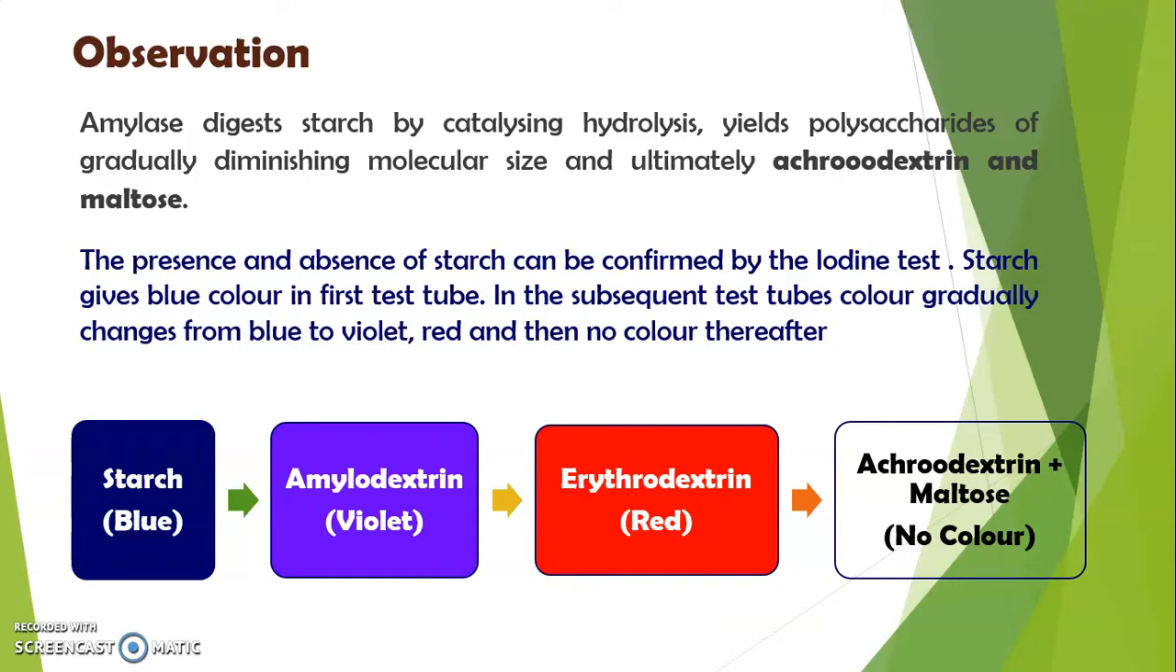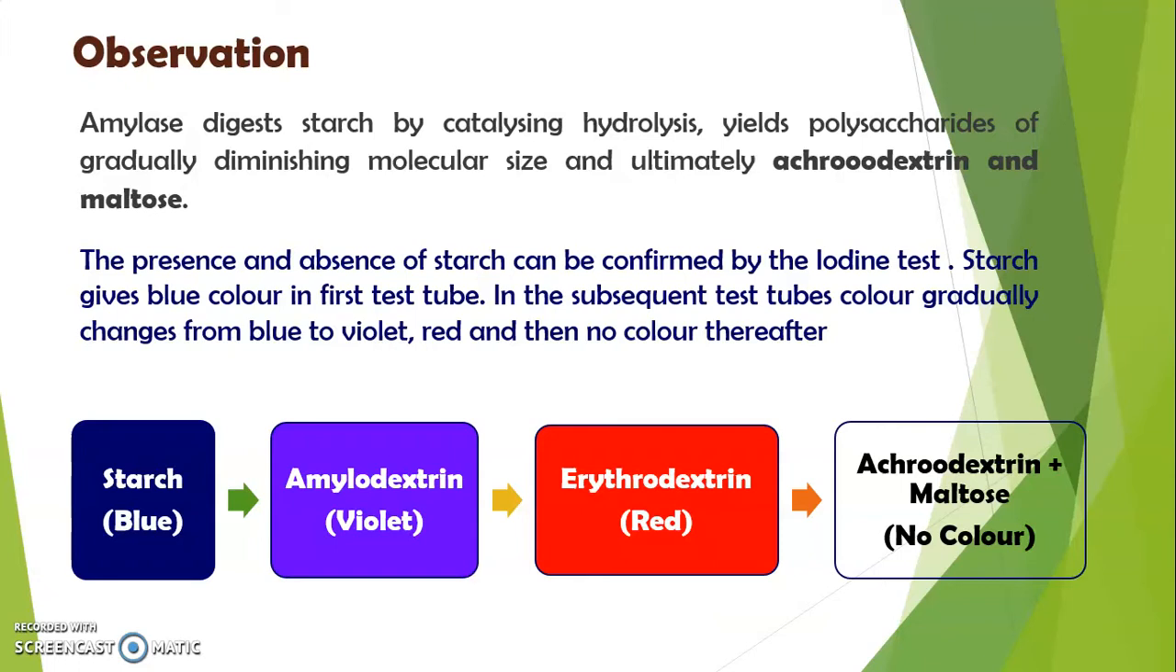Performing the practical, we got the following observations. Amylase digests starch by catalyzing hydrolysis, which yields polysaccharides of gradually diminishing molecular size, ultimately achroodextrin and maltose. The presence of starch can be confirmed by iodine test. Starch gives blue color in the first test tube, and in subsequent test tubes, color gradually changes from blue to violet, red, and then no color thereafter, depending upon the content of the test tube. So initially the starch is as it is, so with the iodine it gives blue color.